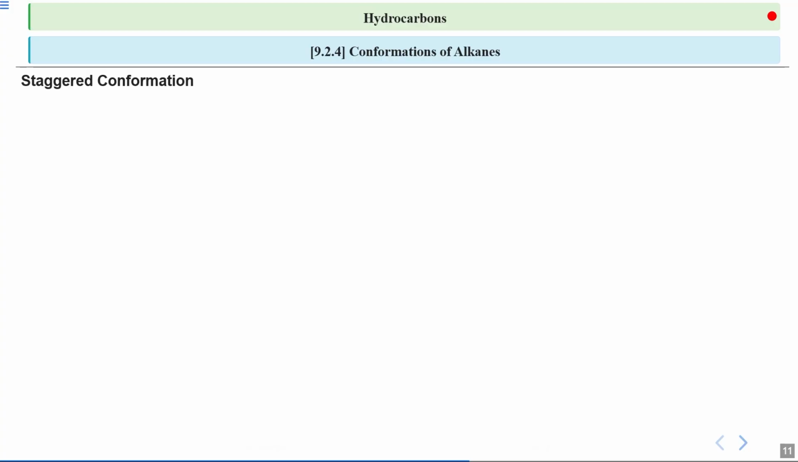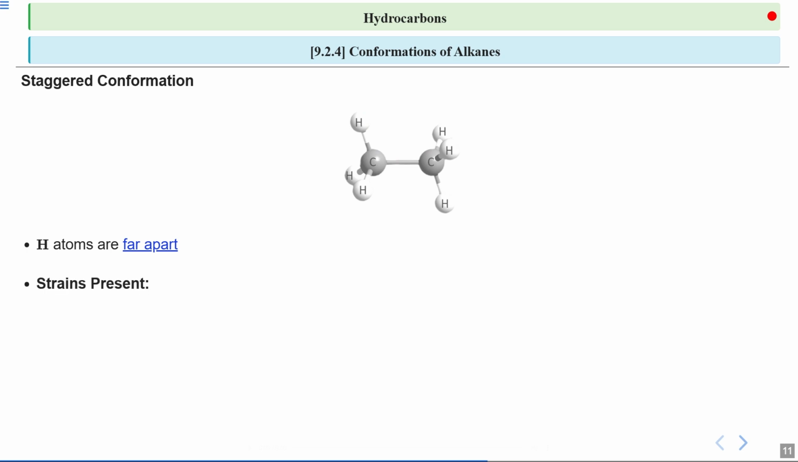Now we are going to discuss the staggered conformation of hydrocarbons. Now we see an image that represents the staggered conformation. Notice how the atoms are arranged in this structure. You can see that the hydrogen atoms in the staggered conformation are apart from each other. This arrangement helps to reduce the repulsion between the electron clouds. Sorry, not the atoms, but the electron clouds, because we know very well that hydrogens do not show any steric strain.